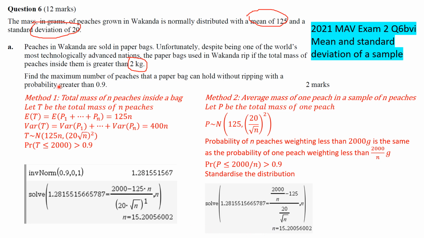And note that the question said find the maximum number of peaches, and we need to have a whole number. So in this case, you got to round down to 15 because that's the maximum.